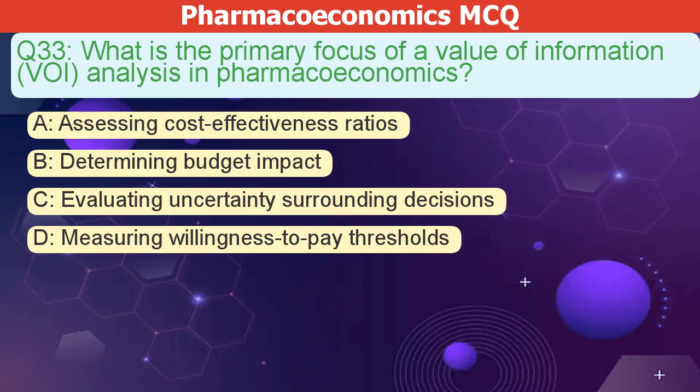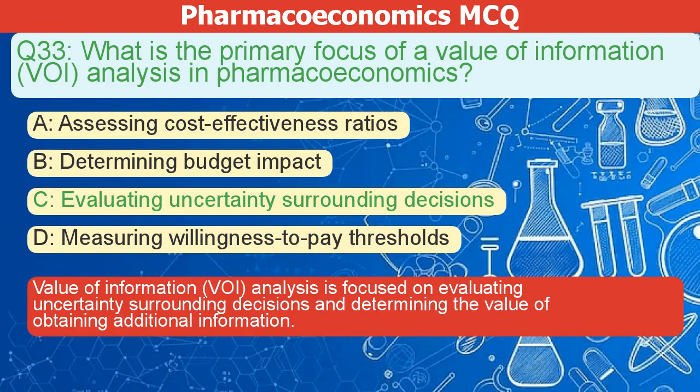What is the primary focus of a value of information analysis, or VAI, in pharmacoeconomics? A. Assessing cost-effectiveness ratios. B. Determining budget impact. C. Evaluating uncertainty surrounding decisions. D. Measuring willingness to pay thresholds. The correct answer is C. Value of information, or VAI, analysis focuses on evaluating uncertainty in decision-making and determining the value of getting more information.